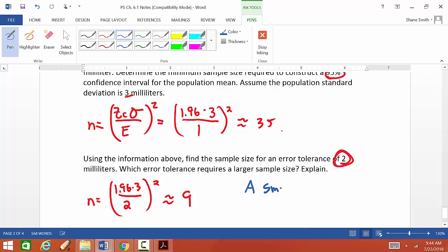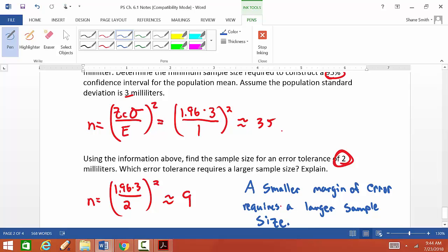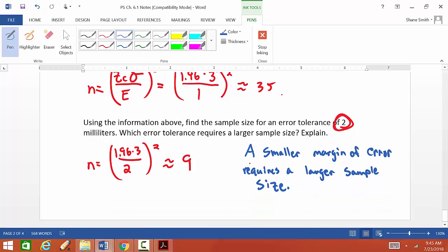So a smaller margin of error requires a larger sample size, right? If you want smaller error, you need a larger sample size, which makes sense. It takes more work to be more accurate, right? So a smaller margin of error requires a larger sample size, and then the reverse is also true. A larger margin of error requires a smaller sample size. All right, so try to do the Math Excel homework, and let me know if you have any questions.